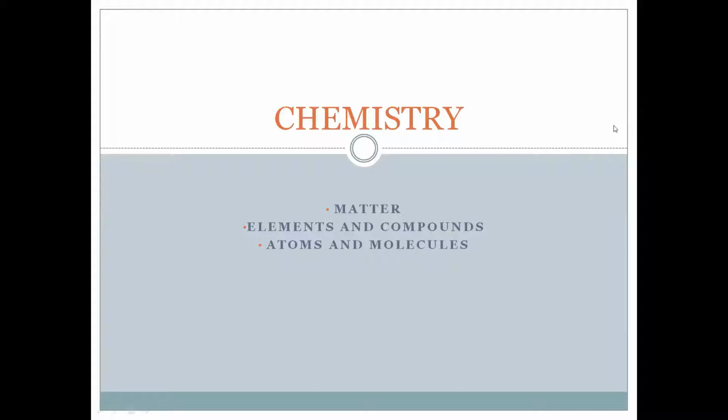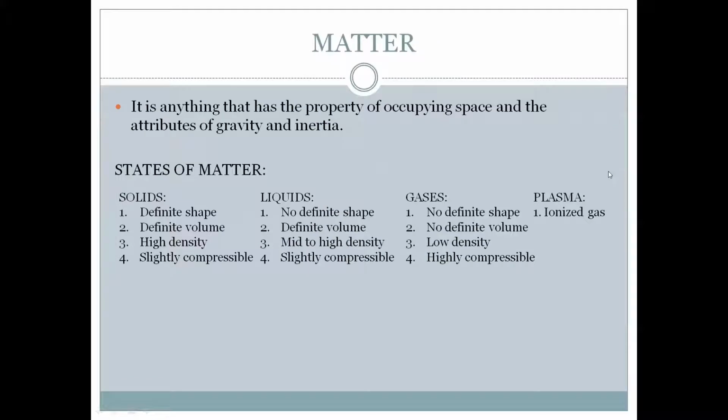Hello everyone, welcome. For today, we are going to talk about chemistry, all about matter, elements and compounds, and atoms and molecules. Okay? So the first one, what is matter? It is anything that has the property of occupying space and the attributes of gravity and inertia. In simple words, it is anything that occupies space and has mass. Okay, so we have a total of 4 states of matter.